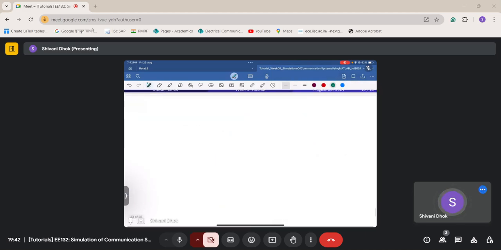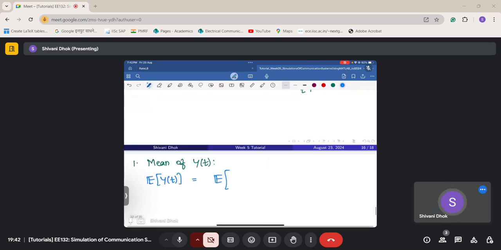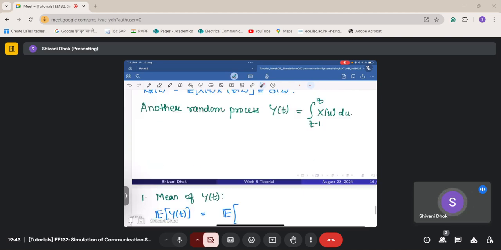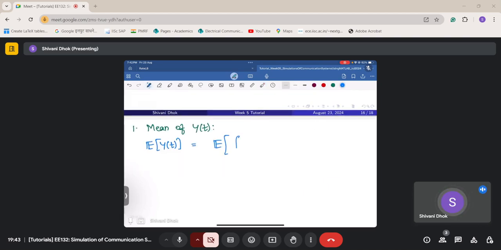So let's start with the mean of yt. So mean of yt means simply expectation of yt. This is equal to expectation of, what is yt? Your yt is integral t minus 1 to t of x of u du.